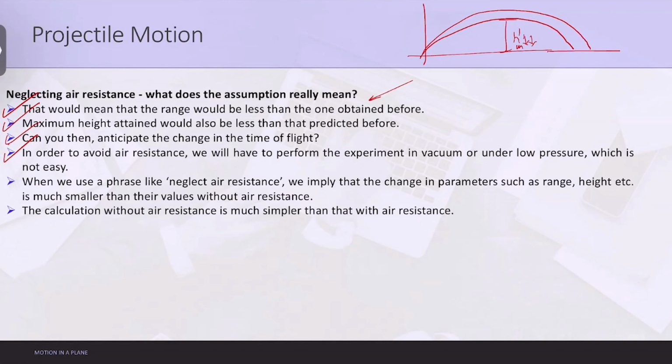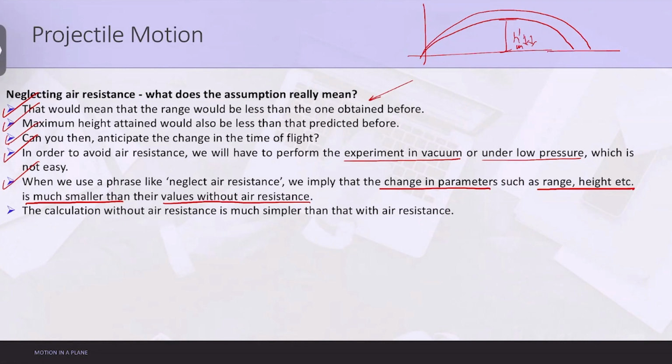In order to avoid air resistance, we have to perform the experiment in vacuum or under low pressure, which is not easy. Quite aware, it is not easy. So when we use a phrase like neglect air resistance, we simply imply that the change in parameters such as range, height, etc. is much smaller than their values without air resistance. This is the only meaning of neglecting air resistance.